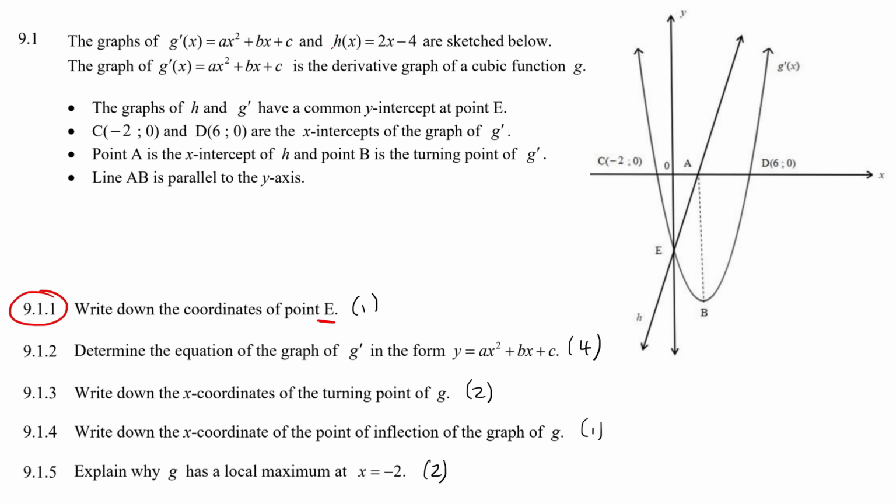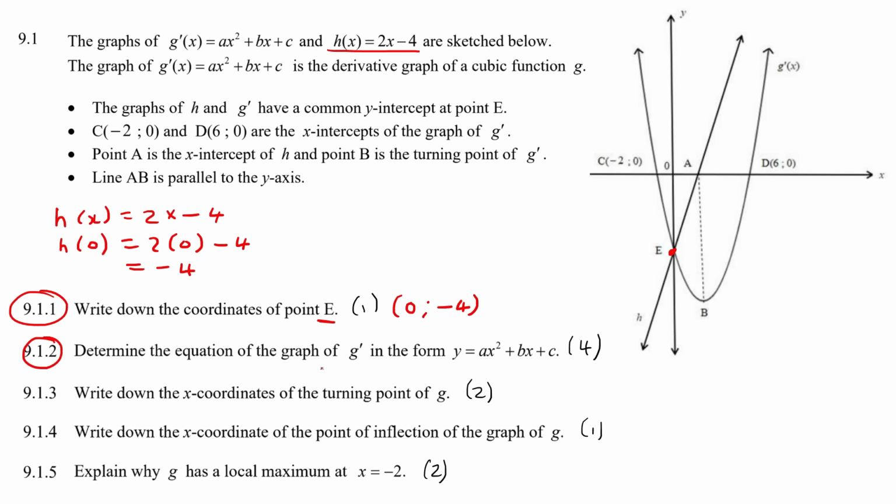So that'll be easy because you can just use this equation over here and you just need to go find its y-intercept, and you can do that by just making x equal to 0, and that'll give us negative 4. So the coordinates of E would be 0 and negative 4. Now it says determine the equation of this graph. Okay, so we know that it's a parabola, and in grade 11 we learned two ways to find the equation of a parabola. Either they've given you the turning point, then you would use this equation, or they've given you the two x-intercepts, and then you would use this equation.